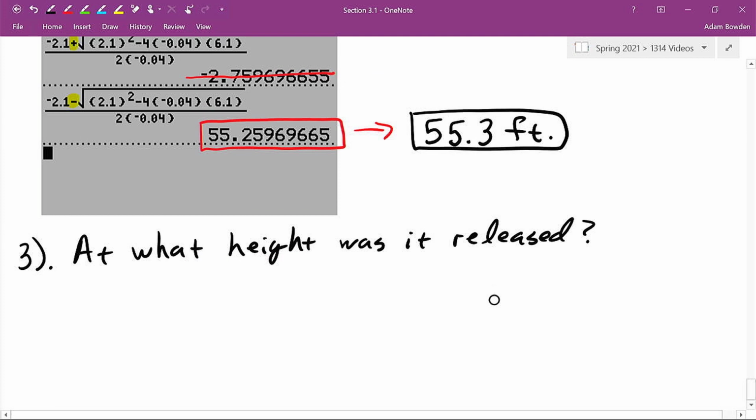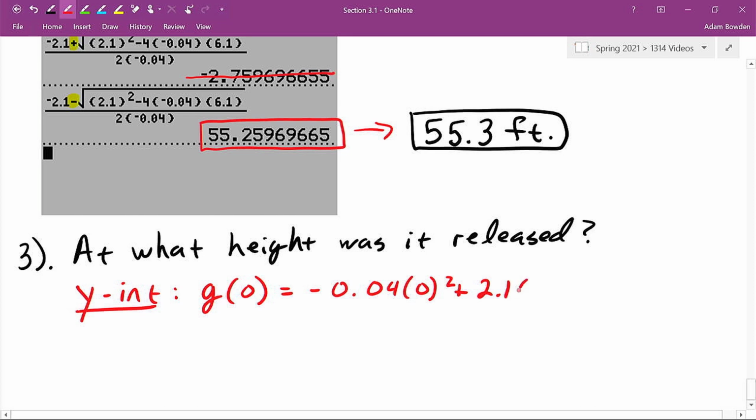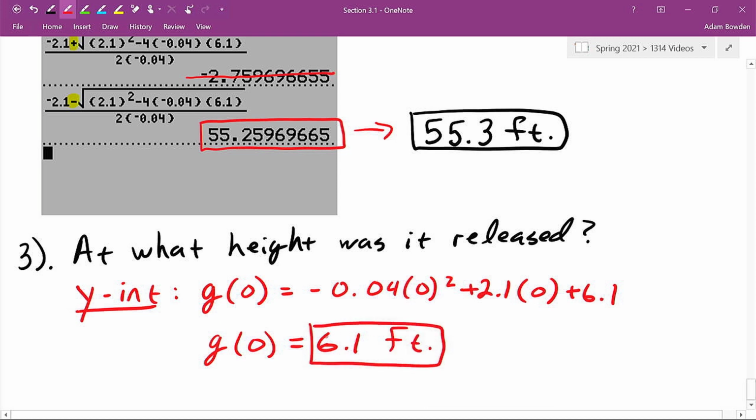The last question asks us, at what height was it released? So basically, when it was let go of, how high was it off the ground then? We can determine that by finding the y-intercept. So we can plug in 0 for x and get that number. Inside there would be negative 0.04 times 0 squared, plus 2.1 times 0, plus 6.1. And that's all just going to be equal to 6.1. So that would tell us it was 6.1 feet off the ground when it was released.